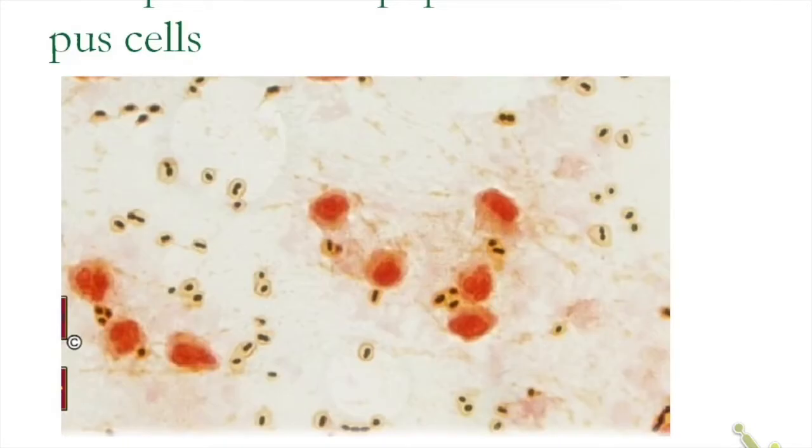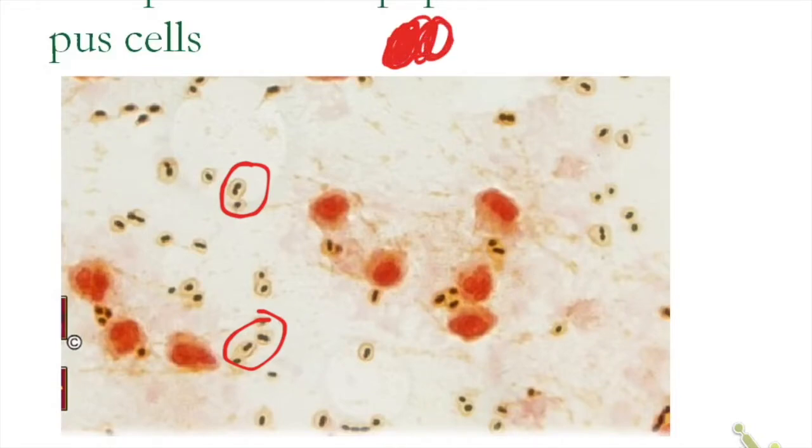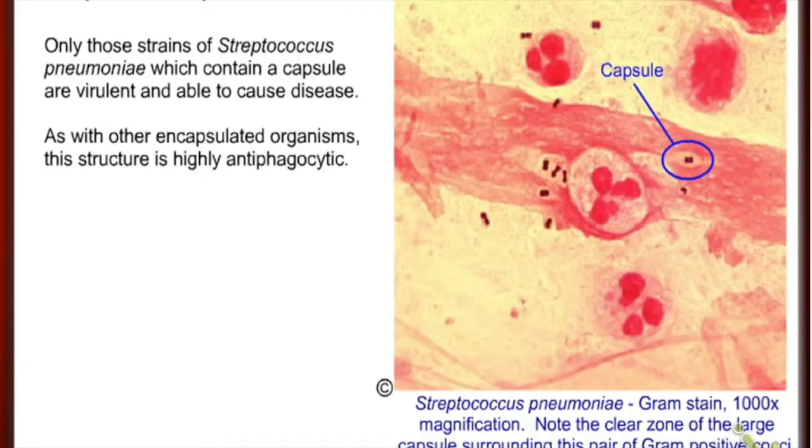Okay, so the organisms are encapsulated. So here you can see the capsule. Lancet-shaped diplococci. When you say diplococci, they appear to be in pairs. Only those strains of Strep pneumoniae which contain capsule can cause diseases. If the strain doesn't have a capsule, then they are non-pathogenic. Okay?